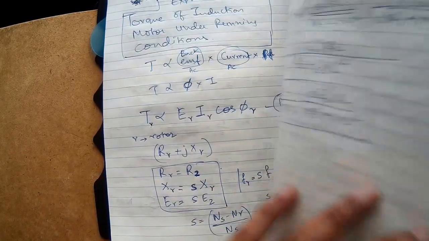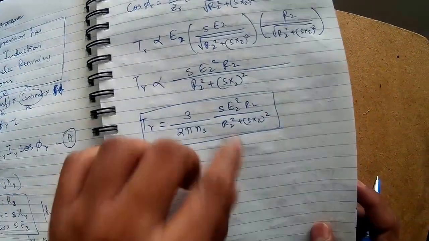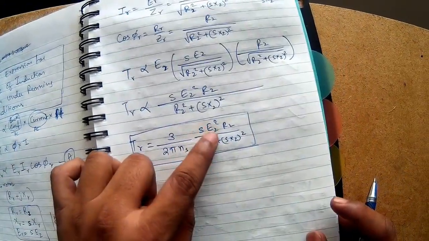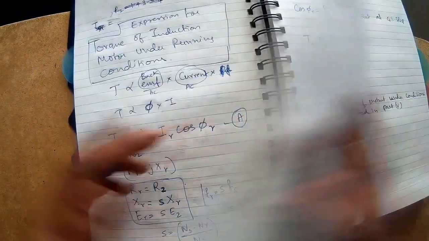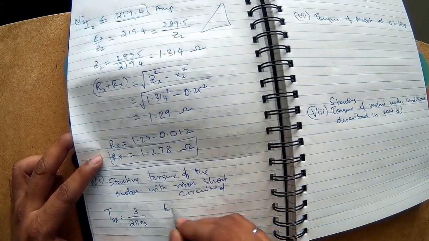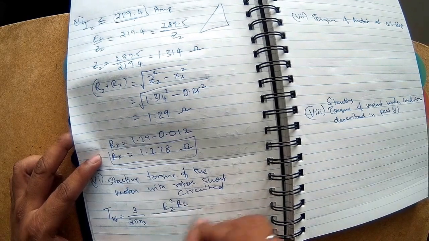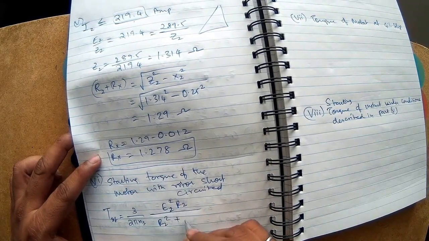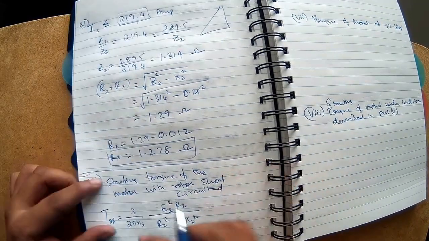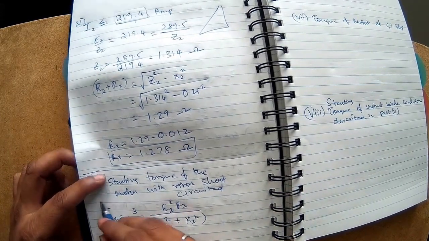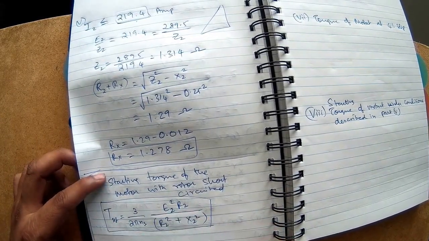Okay, so let me just refer to it. So E2 S, with S equal to 1. So E2 square R2 by R2 square plus SX2 square. Okay, so this is the expression for starting torque of the motor. So let's substitute it.